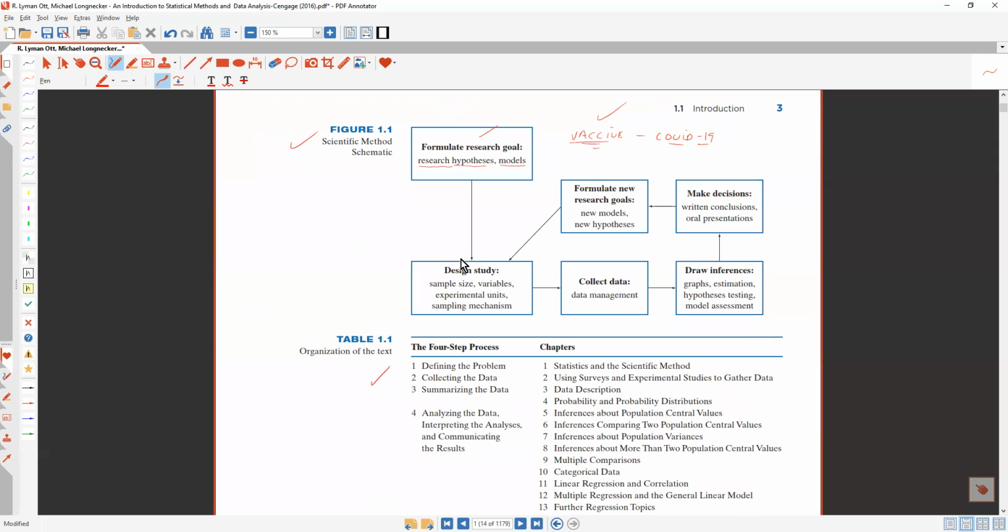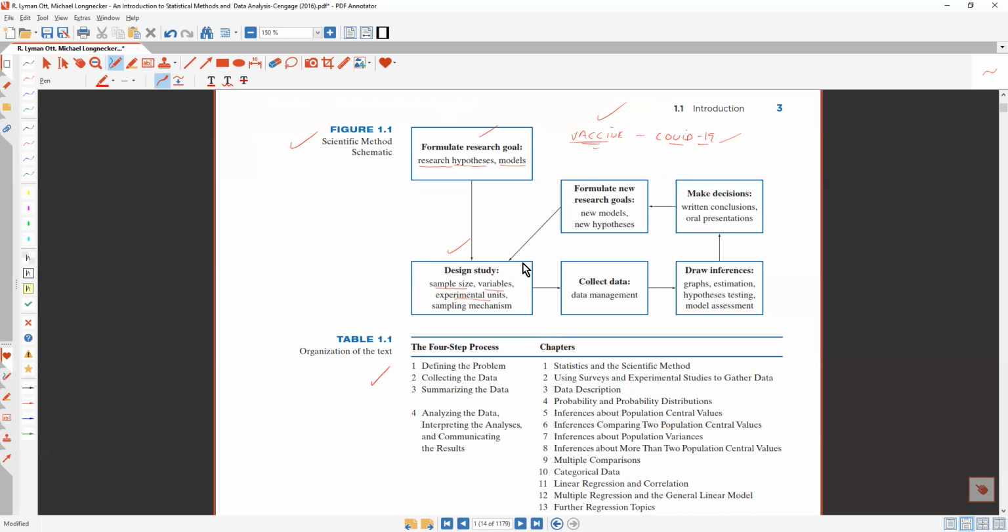Well, to evaluate whether the vaccine works, you need to design a study. And that's exactly what they did with the vaccine for COVID-19. They had to recruit a certain number of participants. They had to define their variables. They had to get experimental units and a whole bunch of other things to get an effective study.